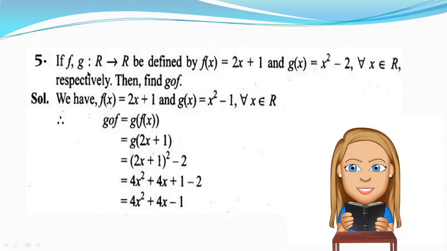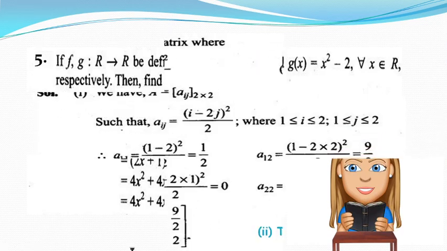Question number 5. If f and g are two functions defined from real numbers to real numbers and functions are given, then find gof. gof means g of f(x). Now we will replace f(x) with the given function 2x plus 1 and now we will treat this thing as x and we'll take function g. g(x) is x square minus 2 and now we'll treat x as 2x plus 1. So this is (2x plus 1) square minus 2. Now open it by using the identity and solve and simplify.